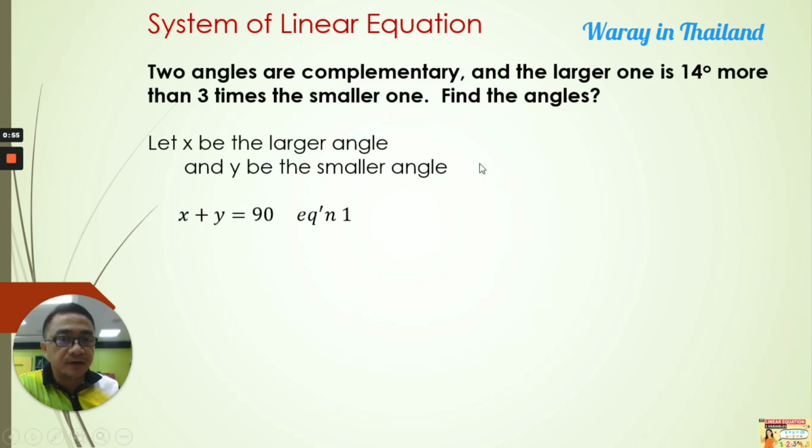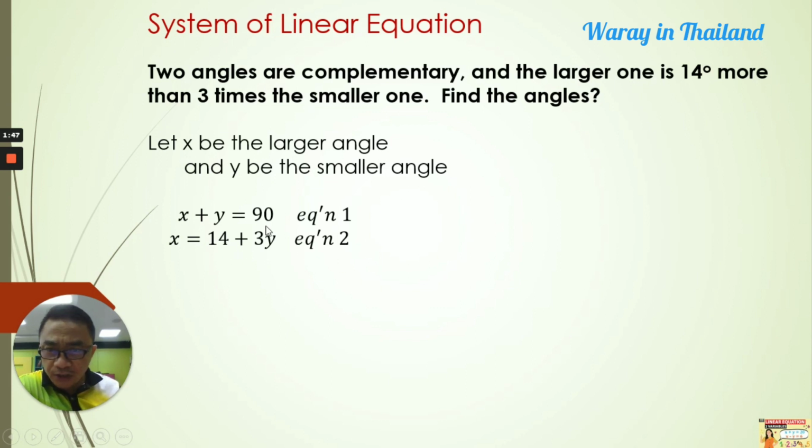And next we have, the larger one is 14 degrees more than 3 times the smaller one. So the larger one, x, is equal to 14 more than, that is plus, 3 times the smaller one, or y. So we say x is equal to 14 plus 3y, and that would be our equation 2.